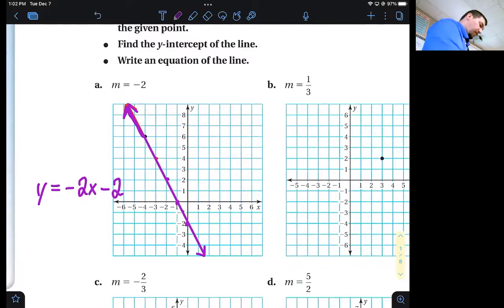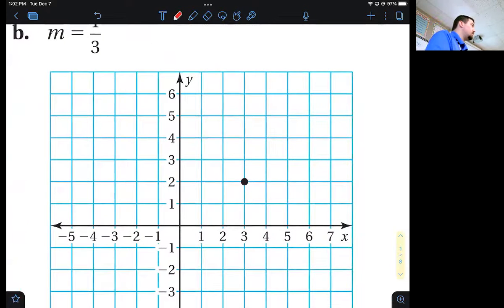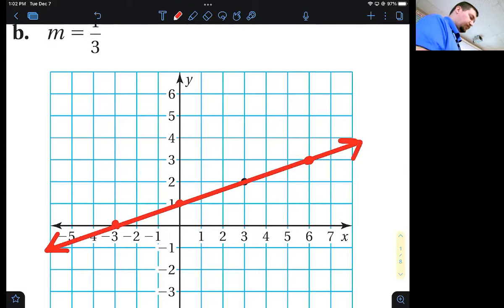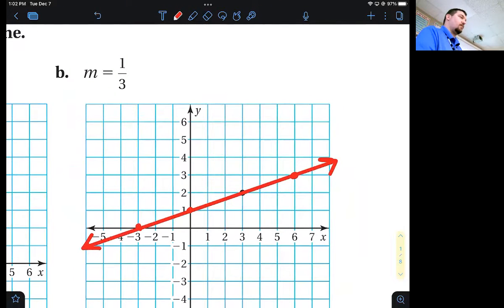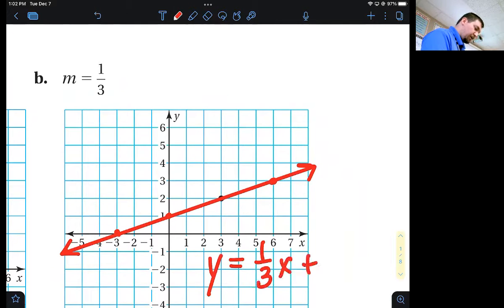Now the next one. Next one has a slope of 1/3. So we're going to rise how many? 1 and run how many? And to make sure our line's straight, I'm just going to do the points right now. That looks a lot better. Christian, can you tell me what the equation in slope intercept form of this line would be? Good job. Yeah, we already knew what the slope was. We just had to figure out where it was going to cross the y-axis.